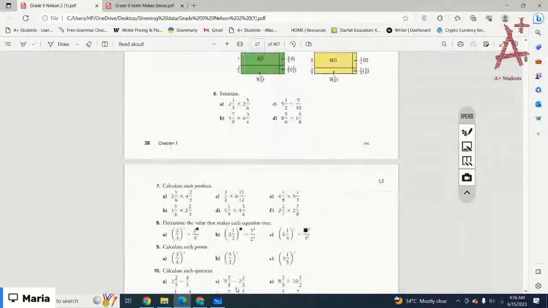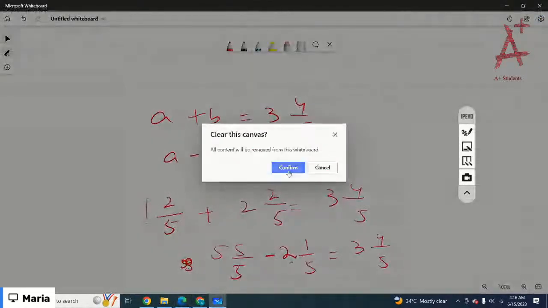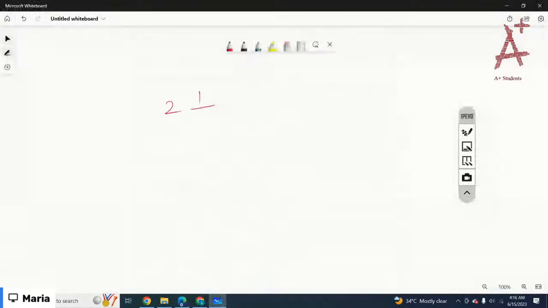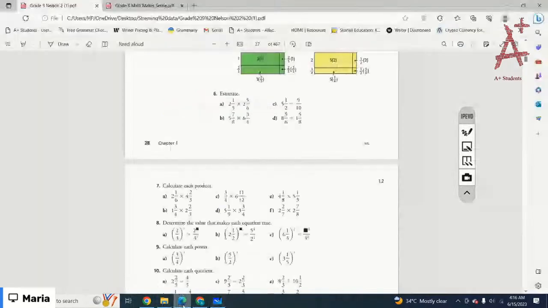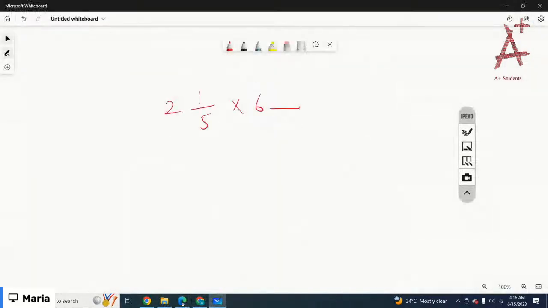You have to estimate 2 whole 1 by 5 times 2 whole 5 over 6. So let's just start with the first example. 2 whole 1 over 5 times 2 whole 5 over 6 it is. Okay, so first of all, you have to convert them into improper fractions. So it would be 5 times 2 is 10 and 1, 11 over 5. Same thing you have to do here. 6 times 2 is 12 and 5, 17 over 6. Got it?